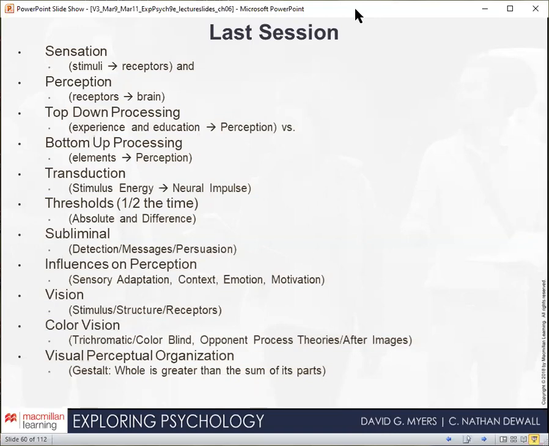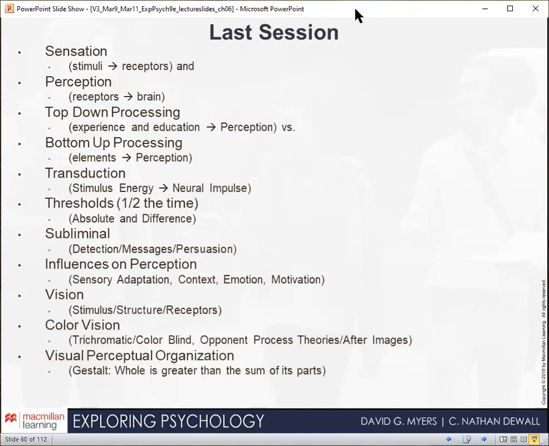But again, we shouldn't be too concerned about subliminals because the impact of subliminals is very weak and not very enduring. So they don't last a long time, even though they may sway us to a certain degree, but they are not that powerful. And then we review the other influences on perception, such as sensory adaptation.